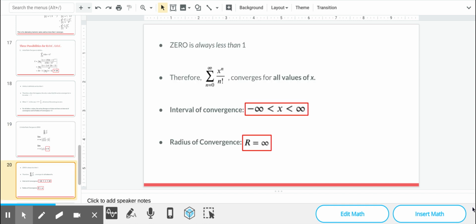And since 0 is always less than 1, this is really nice because now I know that the power series converges for all values of x. There's no value of x that I can choose that this series, this infinite polynomial, does not converge to e to the x. The outputs of this infinite polynomial will equal the outputs of e to the x for every single value of x that you choose. All right. Its interval of convergence is negative infinity to infinity, and its radius of convergence is positive infinity.